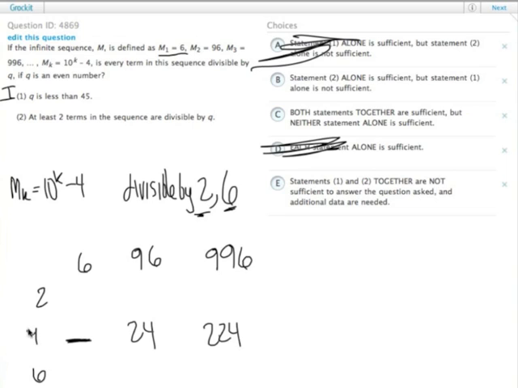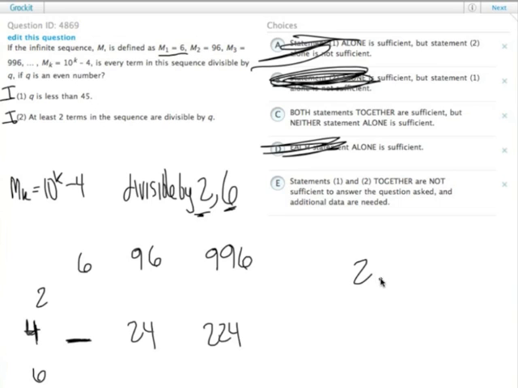So here we have an example of a number for q where 2 of the numbers are evenly divisible, but not all of them are. So if q is 4, it's still not sufficient, whereas if q is 2 or 6, it is. So with sometimes yes, sometimes no, the statement is insufficient. So statement 2 on its own is not good enough. Even in conjunction, we still don't know what q is.